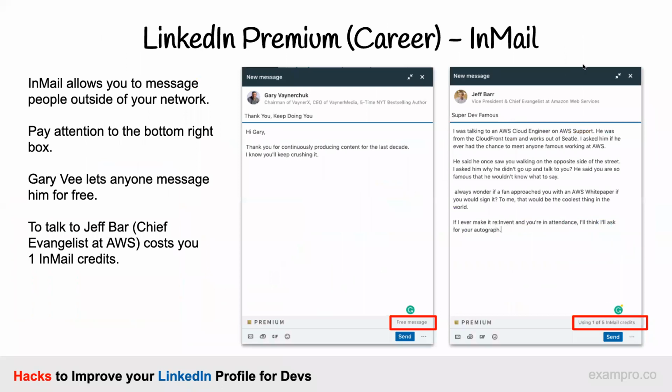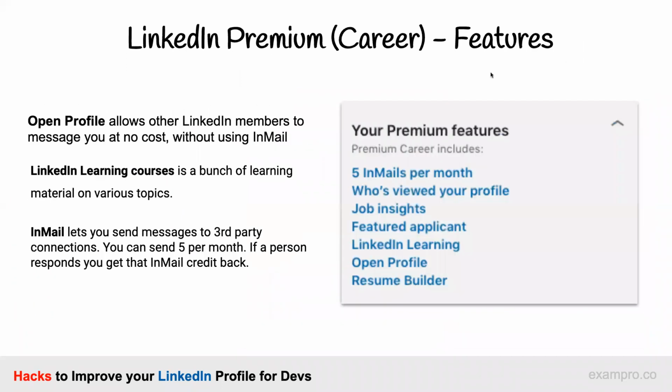Let's talk about a few of the features of LinkedIn here. It seemed like I skipped a slide there. When you get Premium LinkedIn, you get 5 InMails per month. That's a way of sending messages to people who aren't within your network, and I'll show you that in a moment. You also get to see who's viewed your profile. This is useful if you are very serious about making connections, then you might want that.